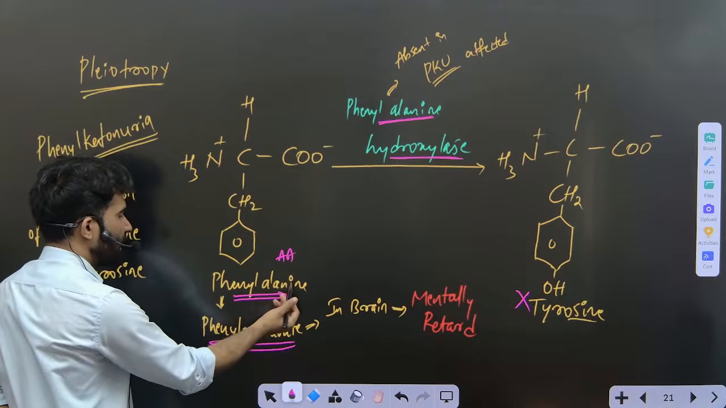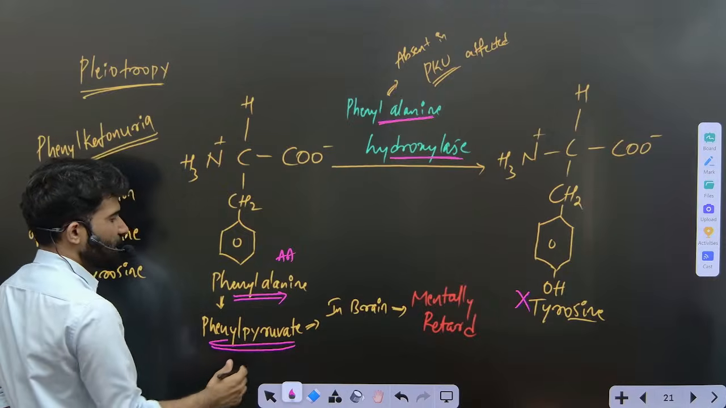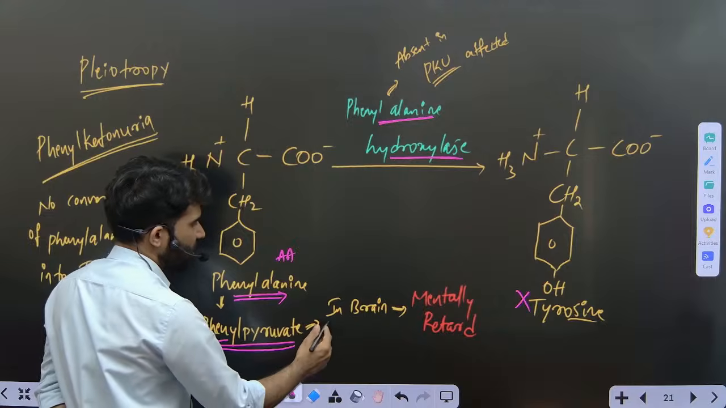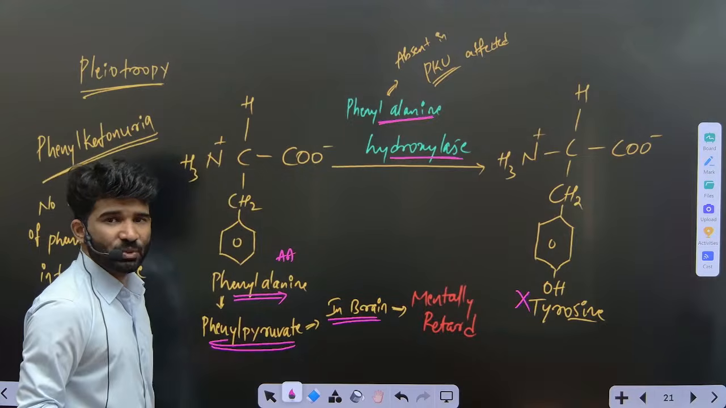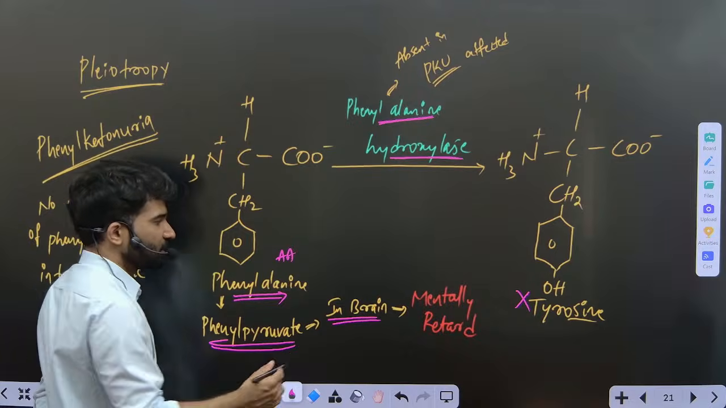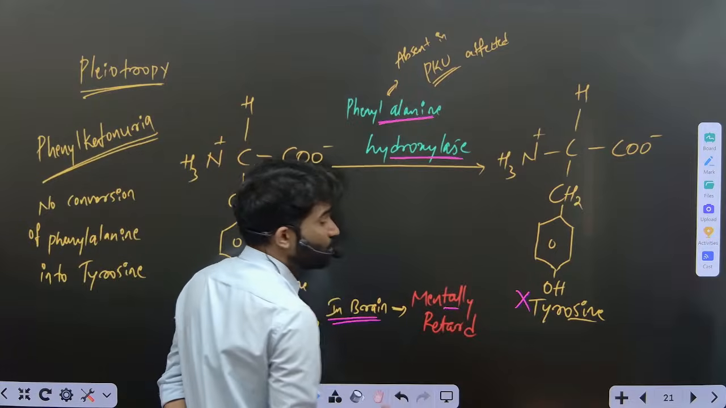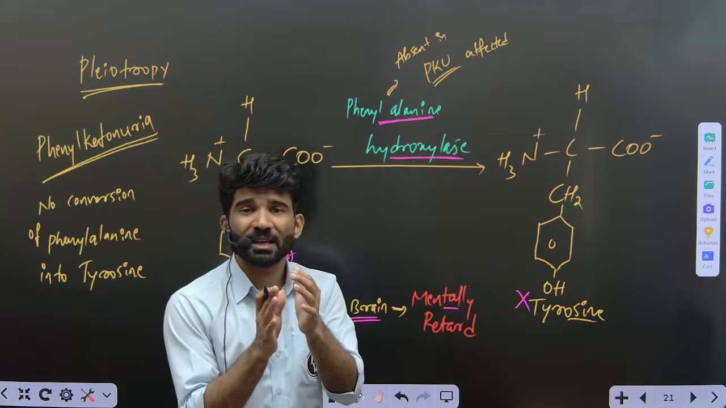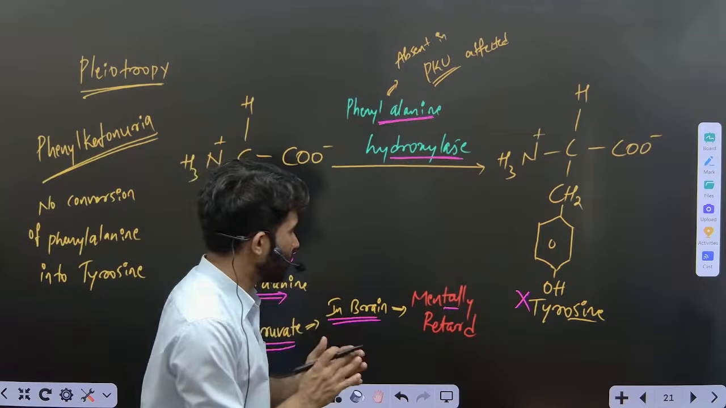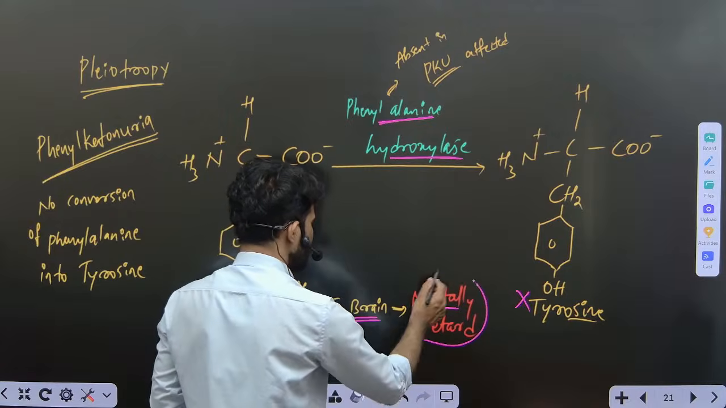Then phenylalanine converts to phenyl pyruvate, and this phenyl pyruvate starts to accumulate in the brain. When it accumulates in the brain, what does it finally lead to? Mental retardation from birth itself, because it is an inborn error of metabolism. So this is one character it is affecting.